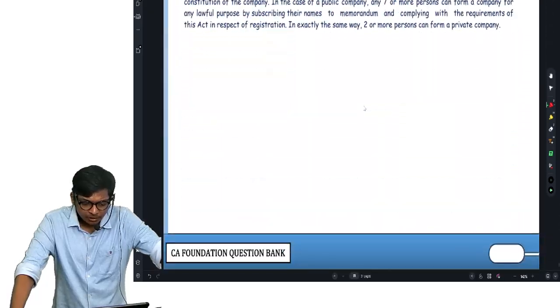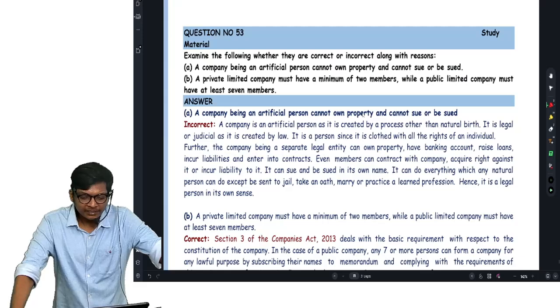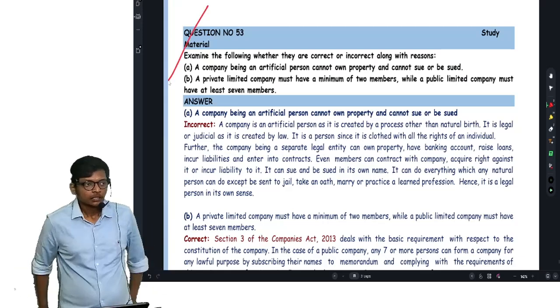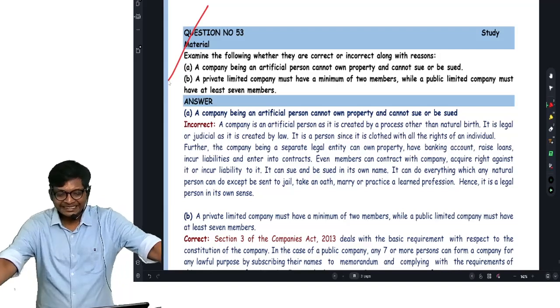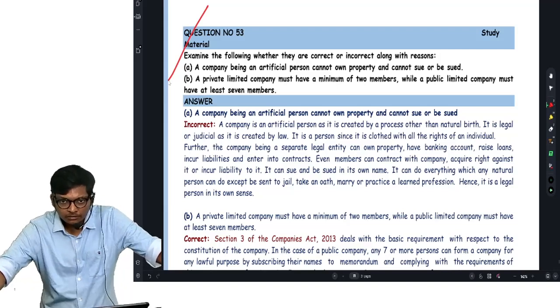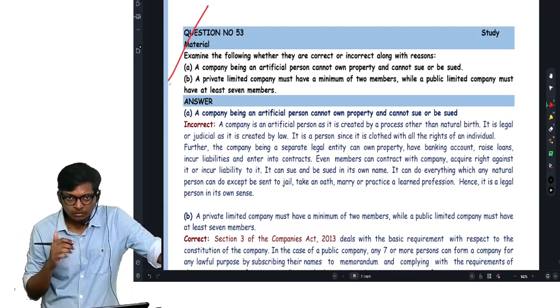How many are there totally? 53. Okay. We will come in reverse and finish, guys. 53. Explain whether the following are correct or incorrect along with reasons.